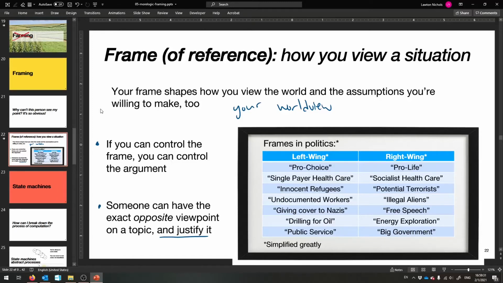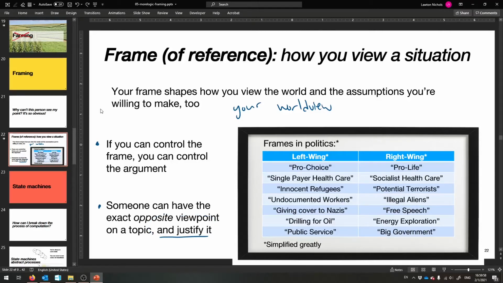So let's talk about frames in politics, because that's extra applicable today. And everything I'm about to say is very simplified. Okay? This is all essentially memes about both sides. So just keep that in mind. I'm not trying to trash anybody's opinions.